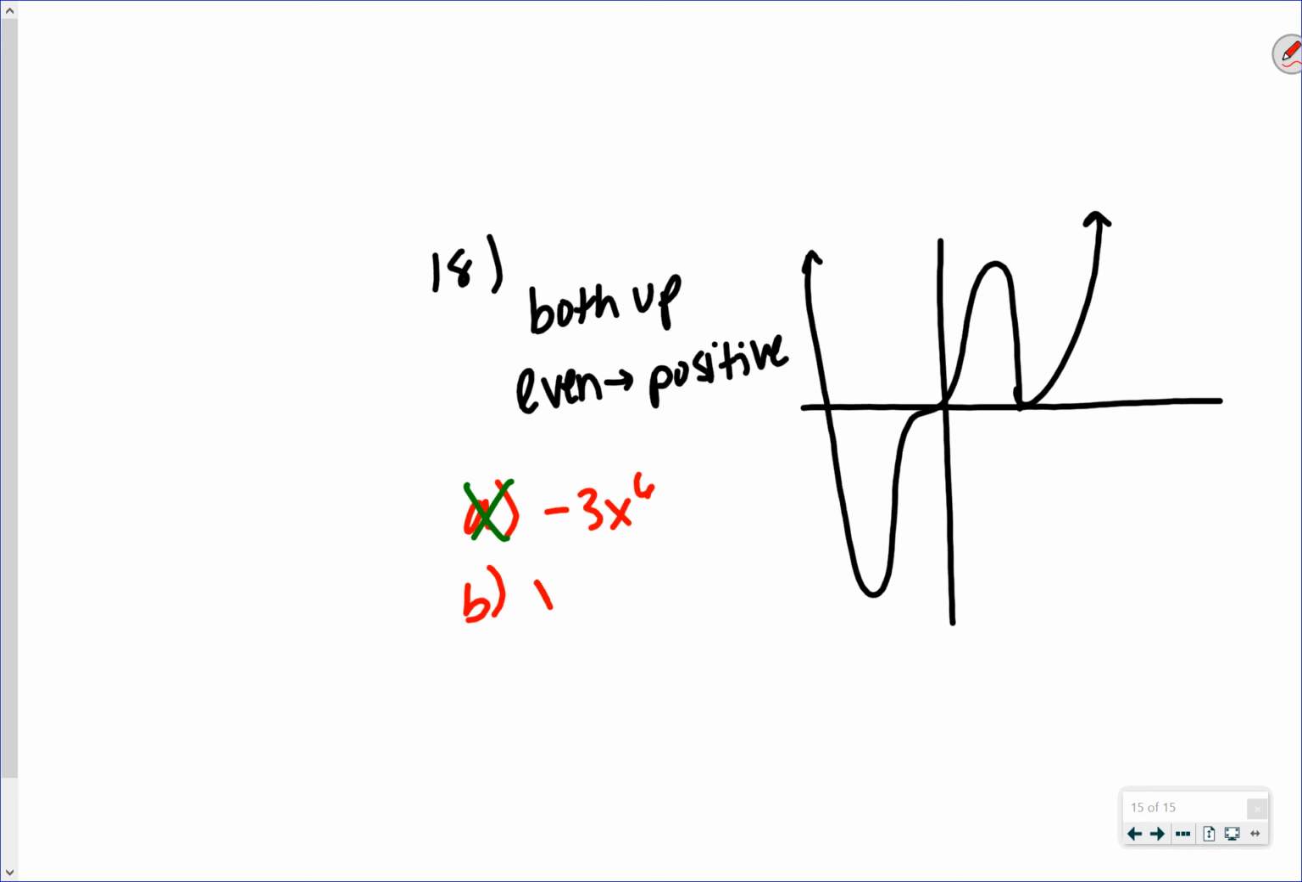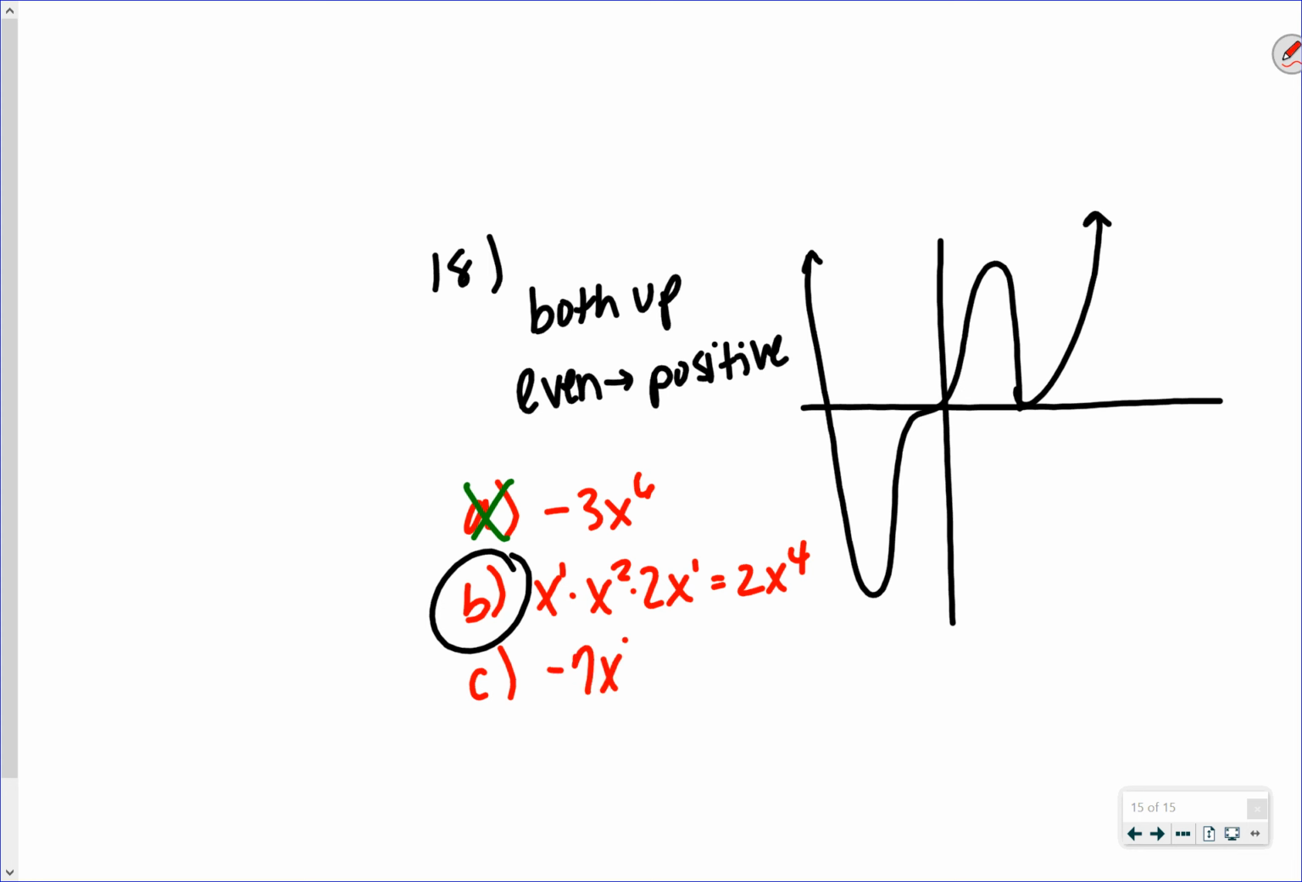For B, my leading terms would be x squared and 2x, so I have to look at all of them. When I put them together, I have a 2 and I have 1, 2, 3, 4 x's: 2x to the 4th. Even degree, positive number. B is an answer. Check C.